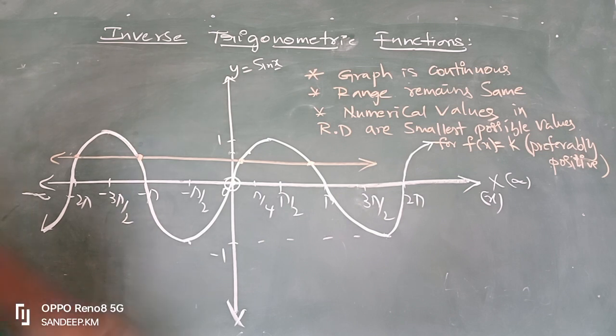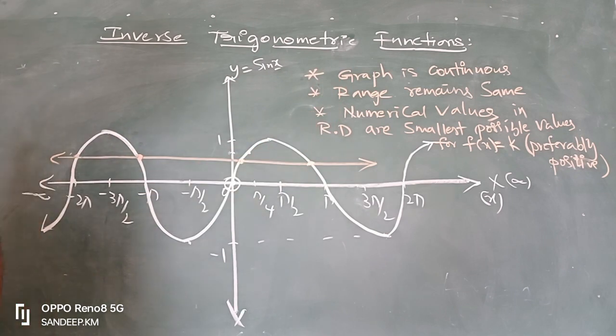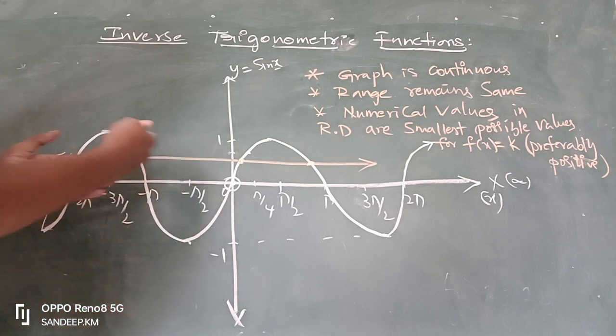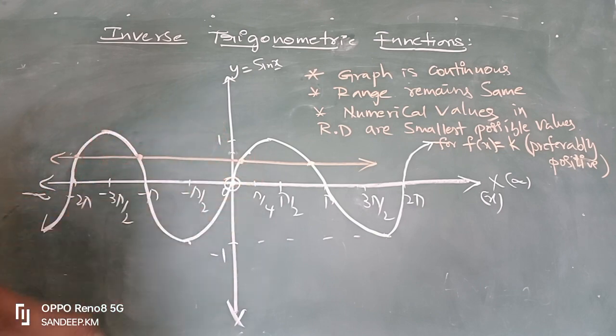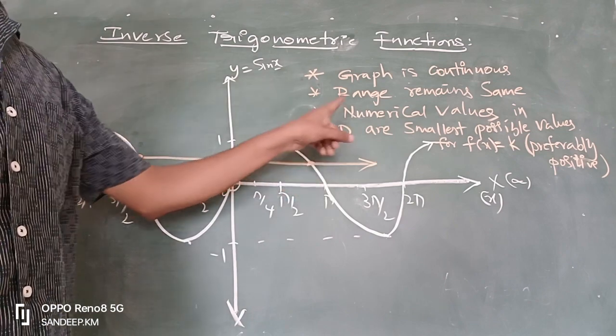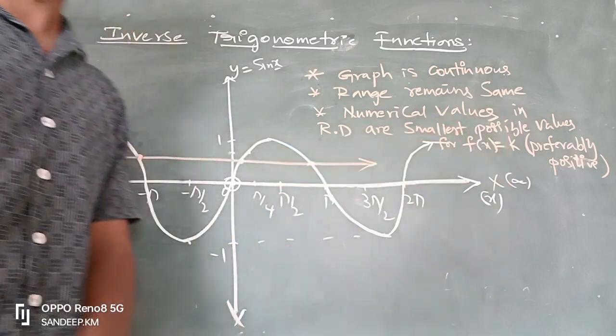Please observe this. The first condition is that the graph of f of x is continuous in the restricted domain. Okay, now keep this in mind. Second thing is the range remains same. The range in the natural domain and the range in the restricted domain both must be same. And what is the third thing? The numerical values in the restricted domain, RD means restricted domain, are the smallest possible values.